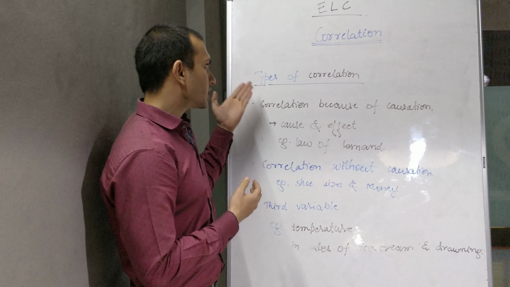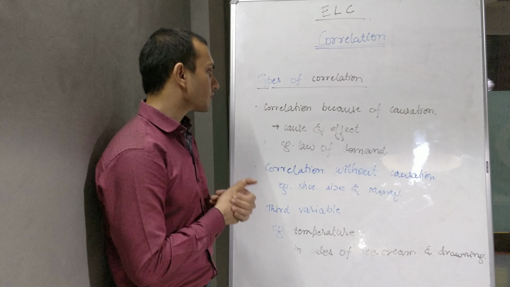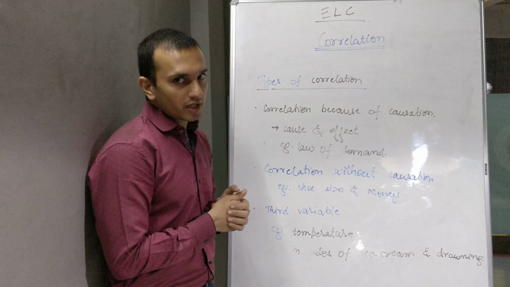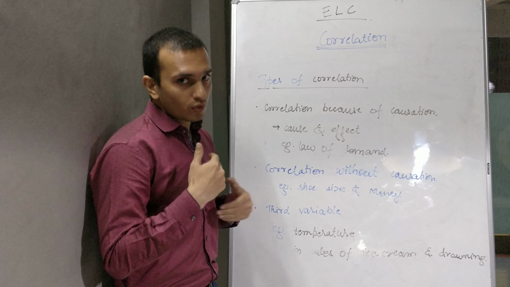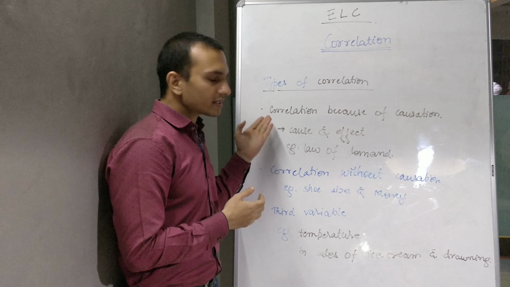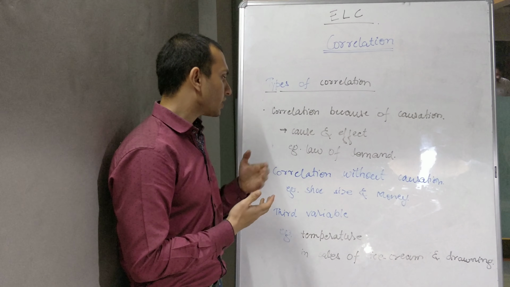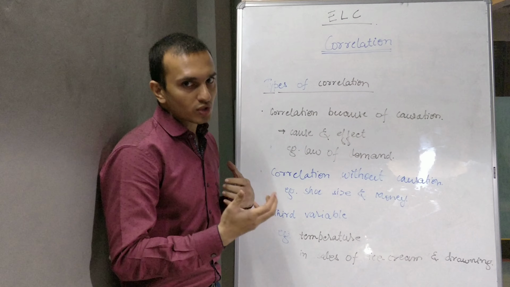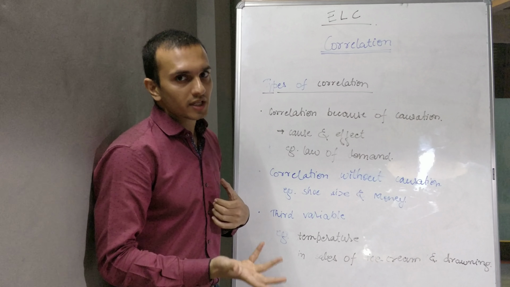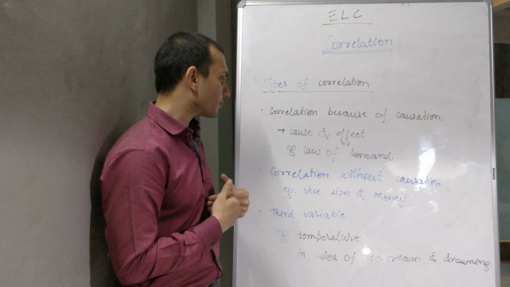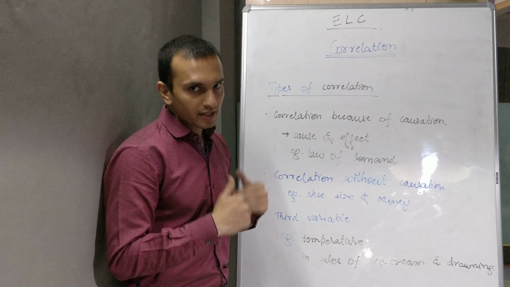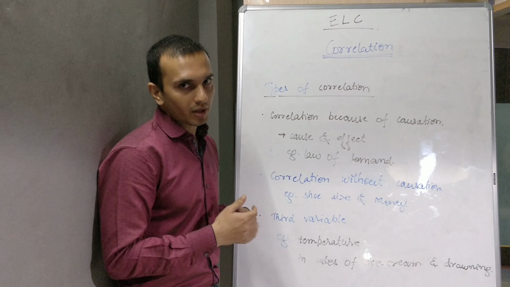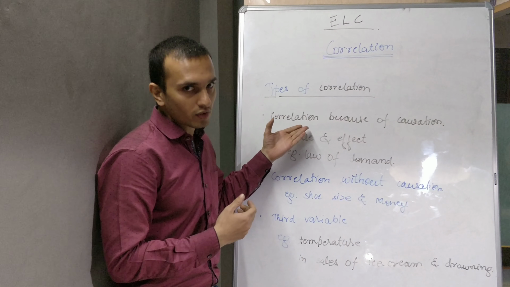Now we come to the third part of this correlation, that is types of correlation. Correlation is broadly divided into three categories. First is correlation because of causation. So in this kind of correlation, we can always establish some kind of cause and effect. That is, some kind of theory is behind those kind of relationships. For example, when price increases, we generally see that demand decreases, and that is what is called law of demand. So there is some theory behind this kind of correlation.